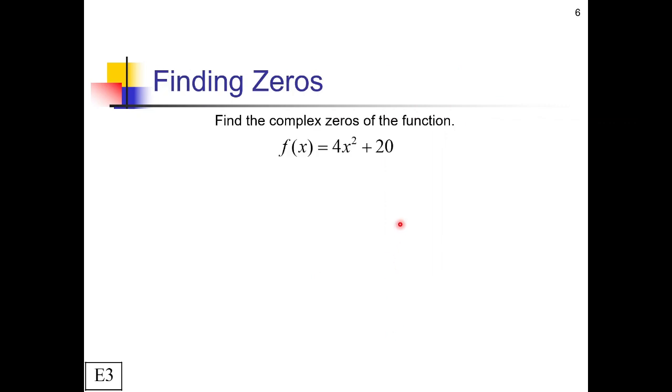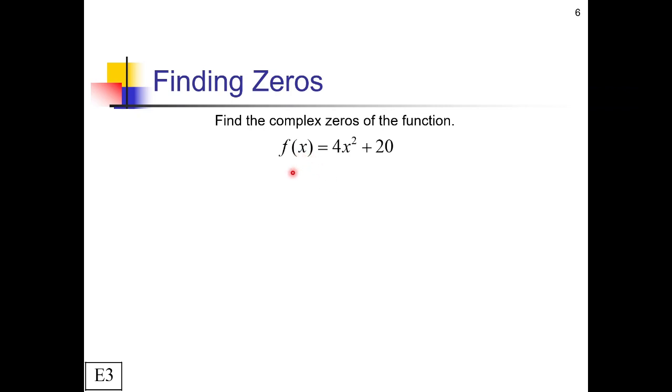On this next problem, we want to find the complex zeros of the function. So again, we know how to find zeros from a function. Just basically do that and allow for the existence of imaginary numbers. Pause the video, give it a shot.